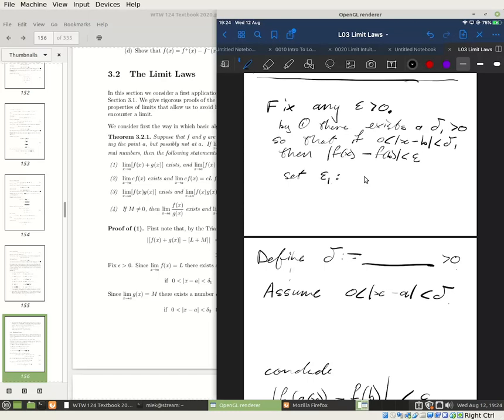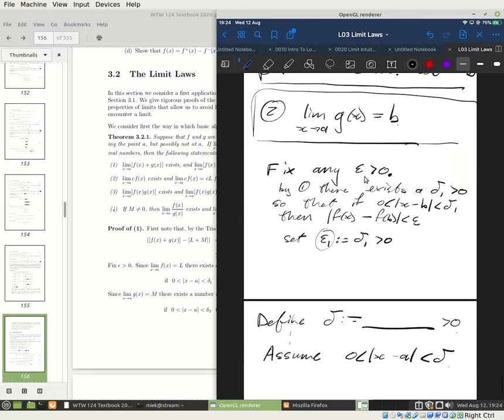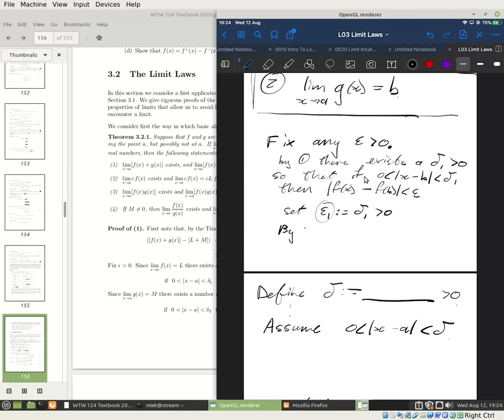epsilon 1 to actually be equal to delta 1. And now we will go by another delta, but now from 2 with this epsilon. So by 2, there exists a delta 2 greater than 0, so that if 0 is less than |x minus a| is less than delta 2, then |g of x minus b| is less than epsilon 1, but epsilon 1 we define to be delta 1.